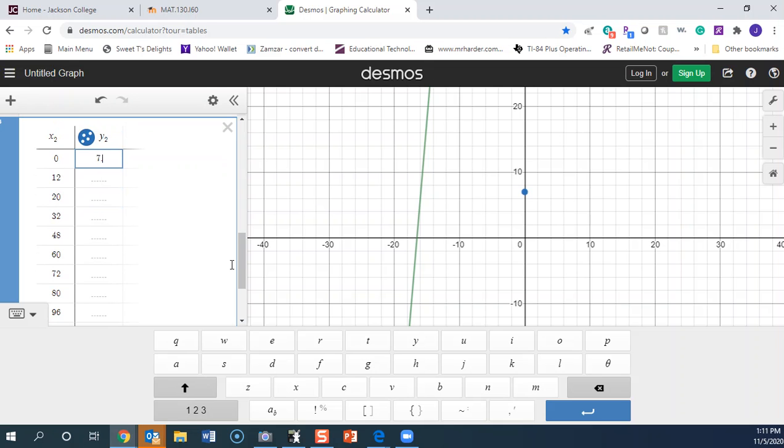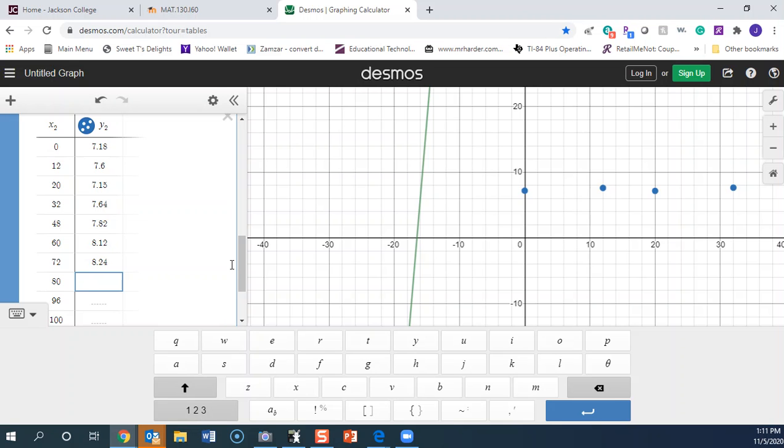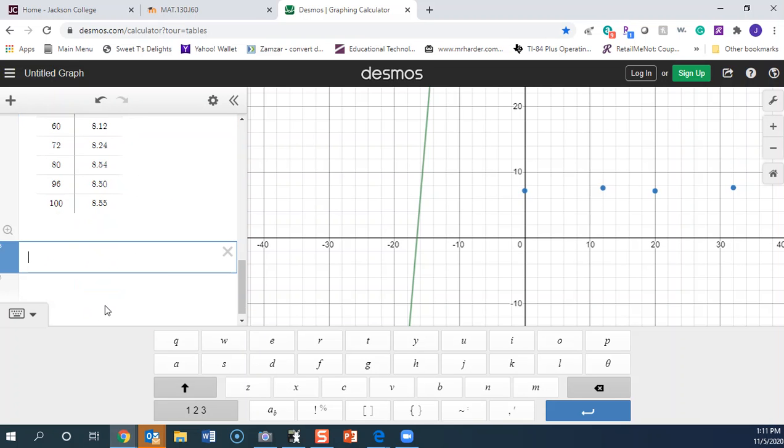So we have 7.18, 7.60, 7.15, 7.64, 7.80, 7.82, 8.12, 8.24, 8.54, 8.50, and 8.55. All right, now we have all these values in. So now we're going to type this in so we could get our equation.